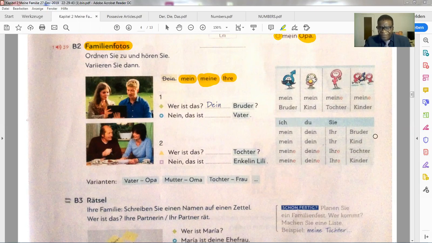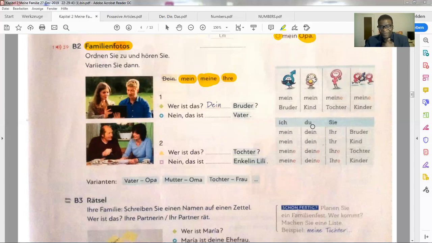Now, just a quick round of the grammar here. Possessive articles. Mein Bruder. Mein Kind. Yes. Meine Tochter. Meine Kinder. Plural. Ich. Mein. Mein. Meine. Meine. Du. Okay. Ich, I want to get back to this one, okay? If you put your position as Evans, your teacher here, if you use I, everything I possess, I'm going to say either mine, mine, meine, meine, okay?